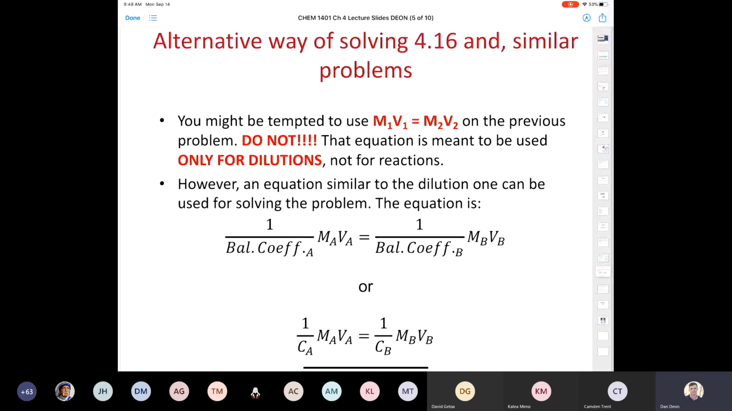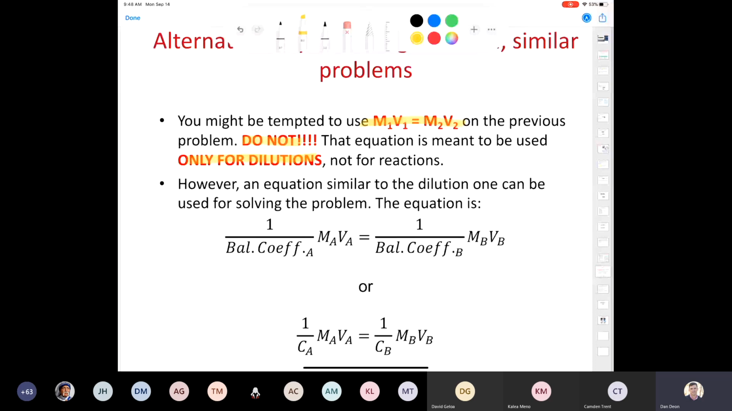Anyhow, I just want to point this one slide out. I don't teach this slide. This is a slide that I actually borrowed from a colleague, Dr. Diaz. I share an office with him. This is an alternate way of solving titration problems, okay? It's by using a variation of the M1, V1, M2, V2 problem. But the problem with that equation is that the stoichiometry is not always one-to-one, so you can't just use that. It says here, do not use that. This equation is meant only for dilutions. However, you can put a reciprocal, 1 over the balanced coefficient of your acid and then 1 over the balanced coefficient of your base, and that will work, okay?